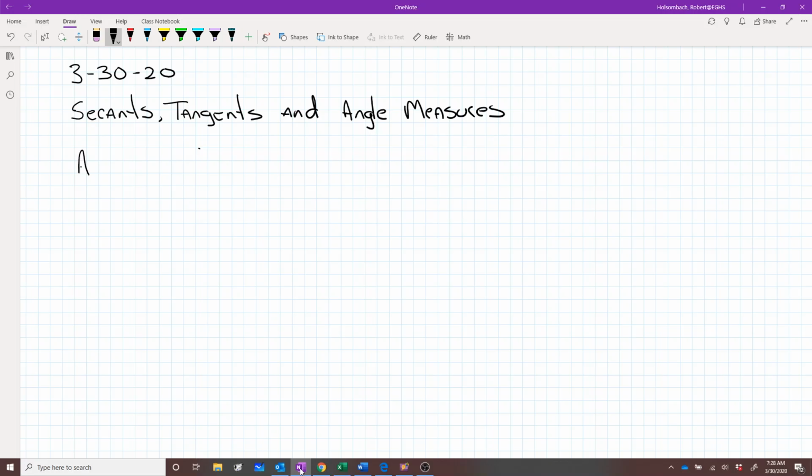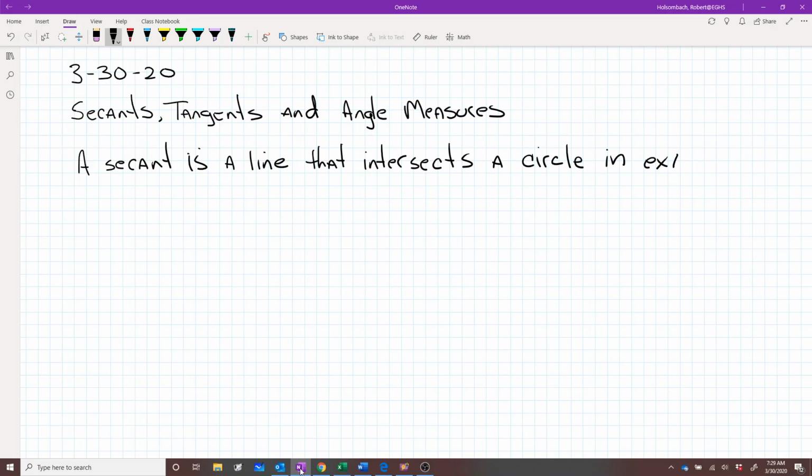A secant is a line that intersects a circle in exactly 2 points. A secant is a line that intersects a circle in exactly 2 points.